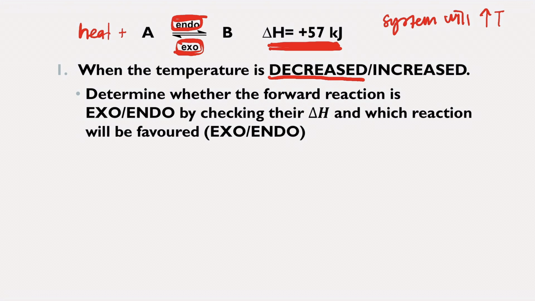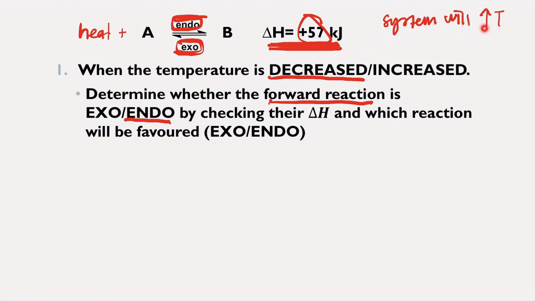So determine whether the forward reaction is exo or endo by checking their delta H, their enthalpy change. So your forward reaction is endo, because it is positive. And which reaction will be favoured? Since your disturbance is decrease in temperature, your system will want to increase temperature.